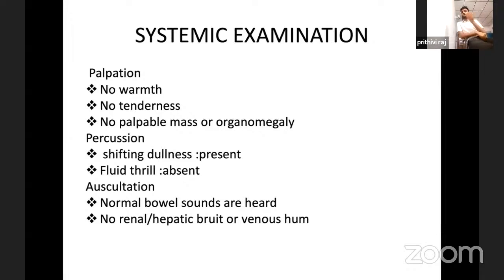Okay, so this you should keep in mind. When you are seeing a child having moderate ascites, fluid thrill is absent, and also the shifting dullness, what could be the etiology? This could be the reason. That will be a loculated one. Then auscultation, everything is normal.